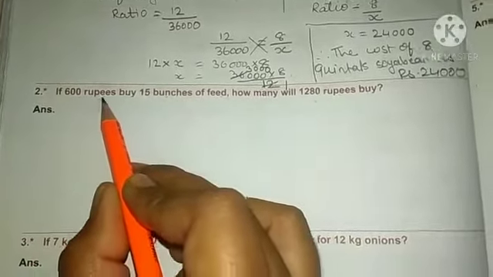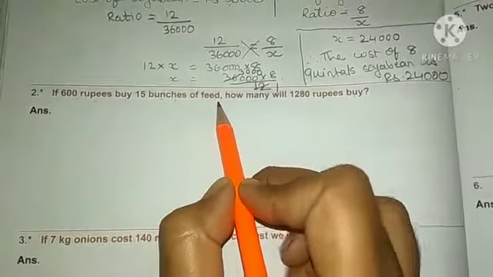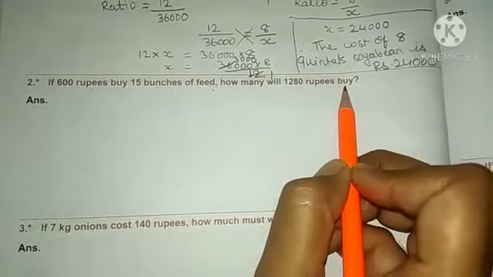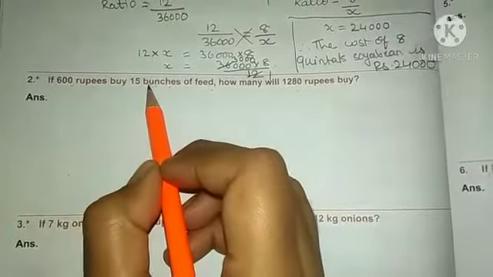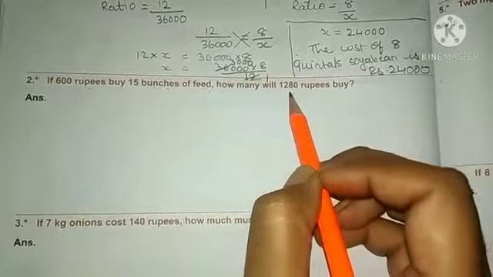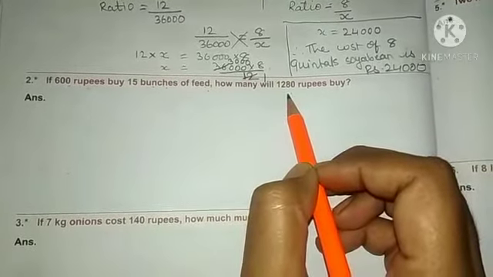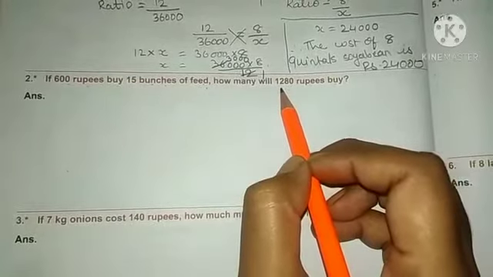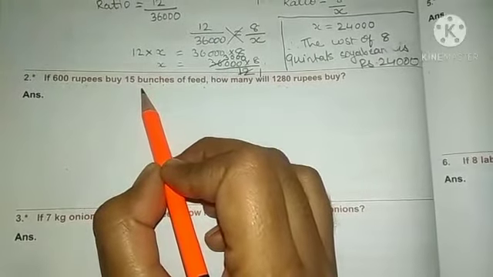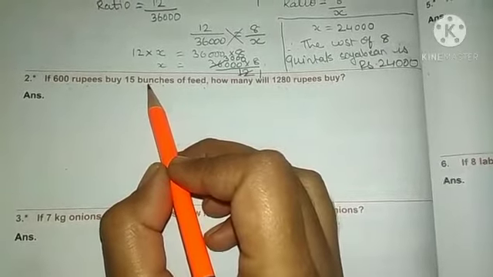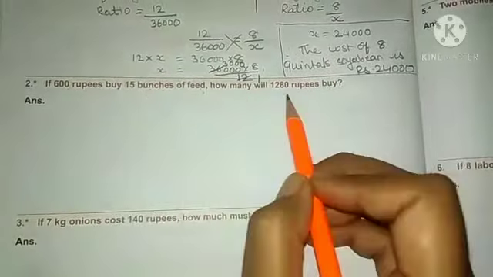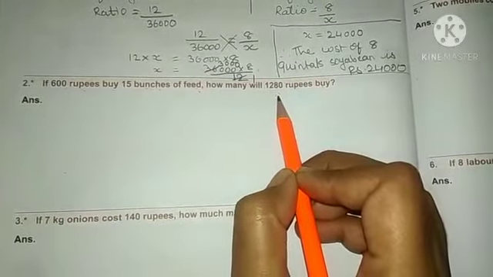Student, second question: if 600 rupees buy 15 bunches of feed, how many will 1280 rupees buy? Now here what we have to find out. Now see, for 600 rupees we can buy 15 bunches of feed. So we have to find out for 1280 rupees how much bunches of feed we can buy. So tell me, for 1280 rupees you can buy more than 15 bunches or less than 15 bunches? Yes, we can buy more than 15 bunches of feed. For 600 rupees we can buy 15 bunches of feed, so for 1280 rupees we can buy more than 15 bunches of feed.